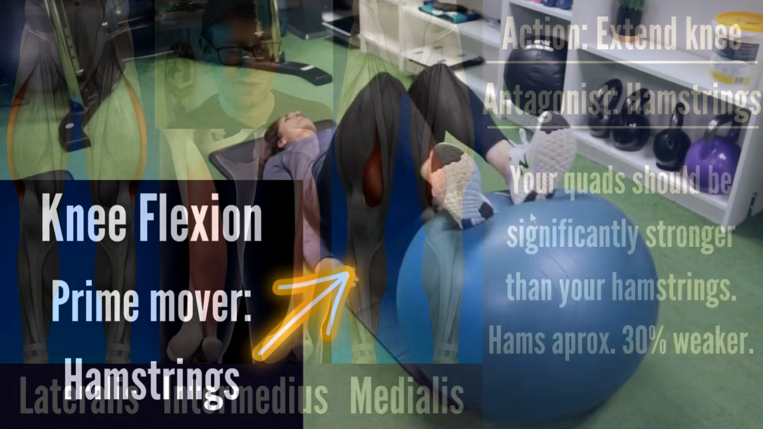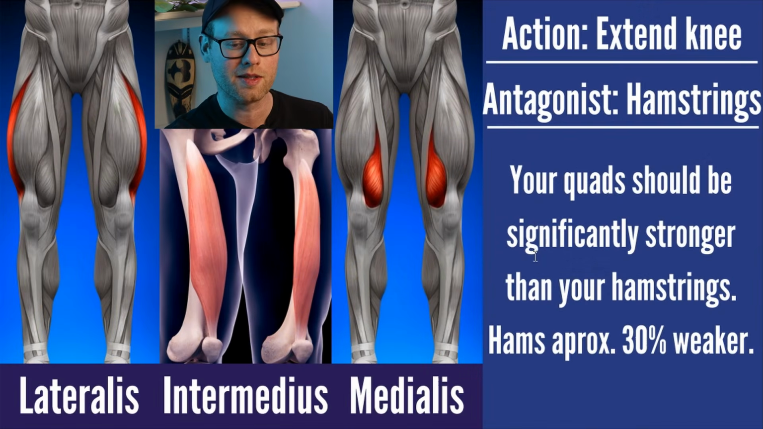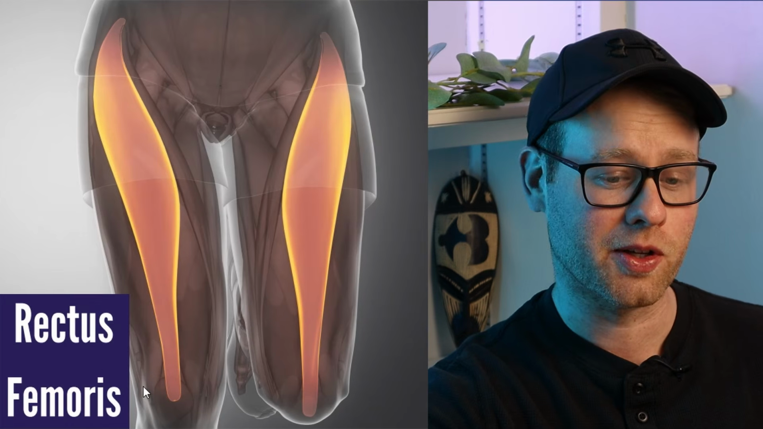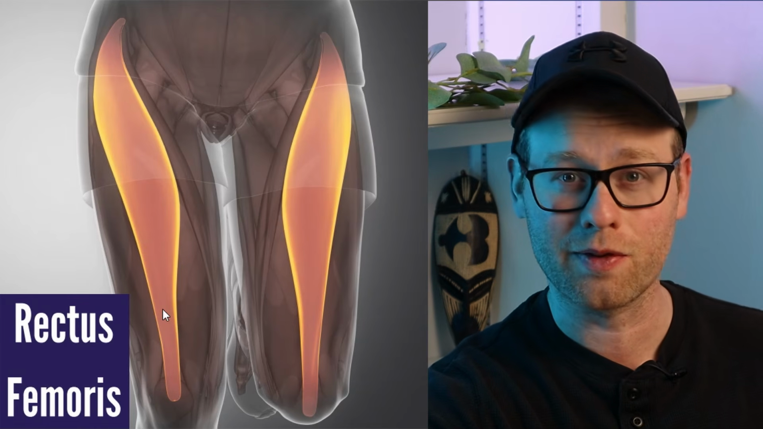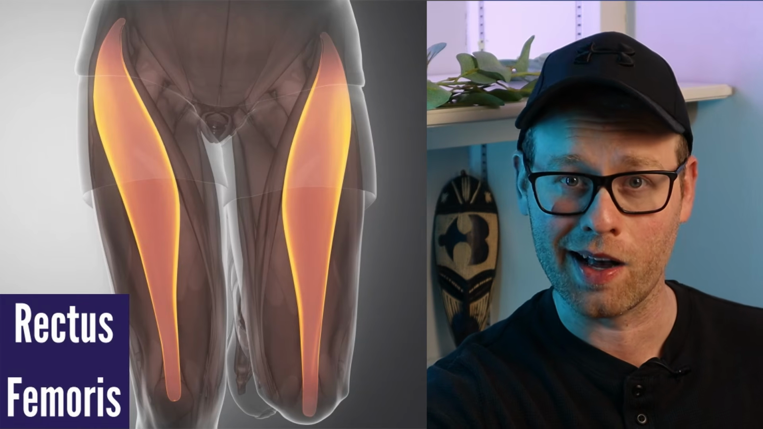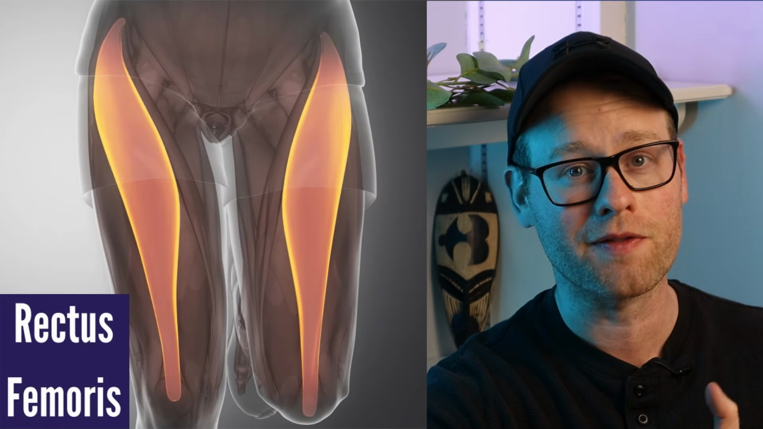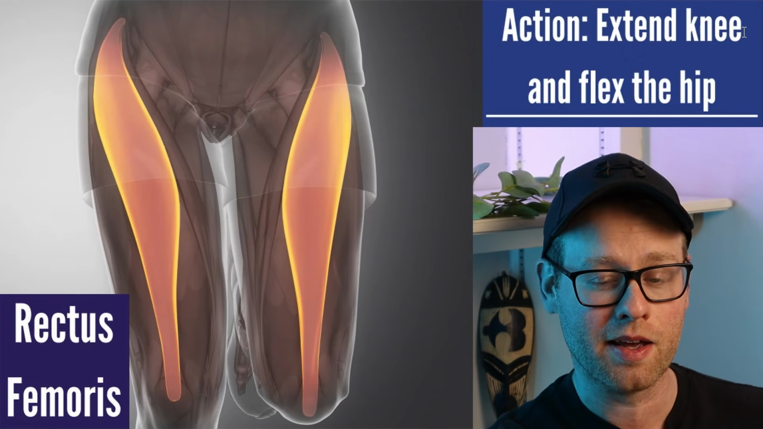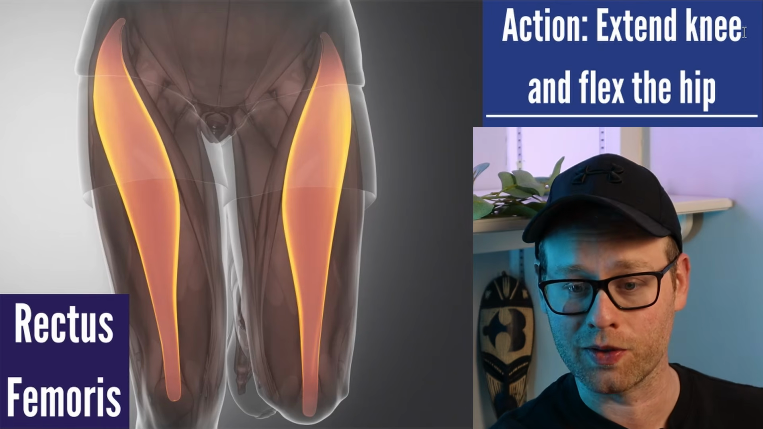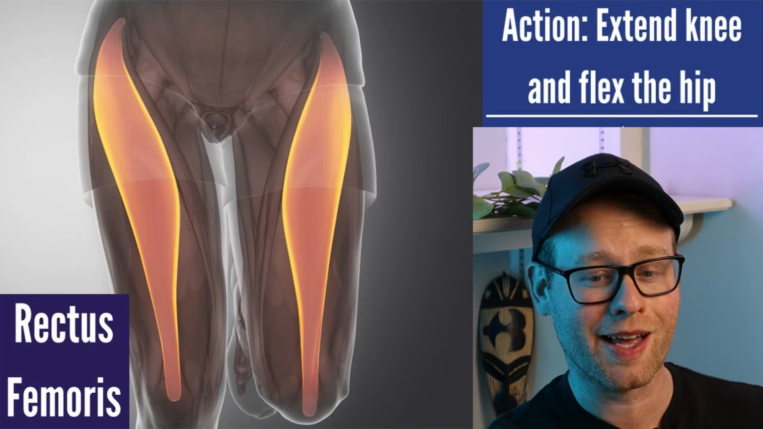And a fun fact about the quads, your quads should actually be significantly stronger than your hamstrings. On average, a person's hamstrings are going to be about 30% weaker. Now, like we said, there is a fourth quad muscle, and that fourth quad muscle is the rectus femoris. Just like vastus lateralis, vastus intermedius, and vastus medialis, rectus femoris also extends the knee, but unlike those other muscles, rectus femoris also flexes the hip.